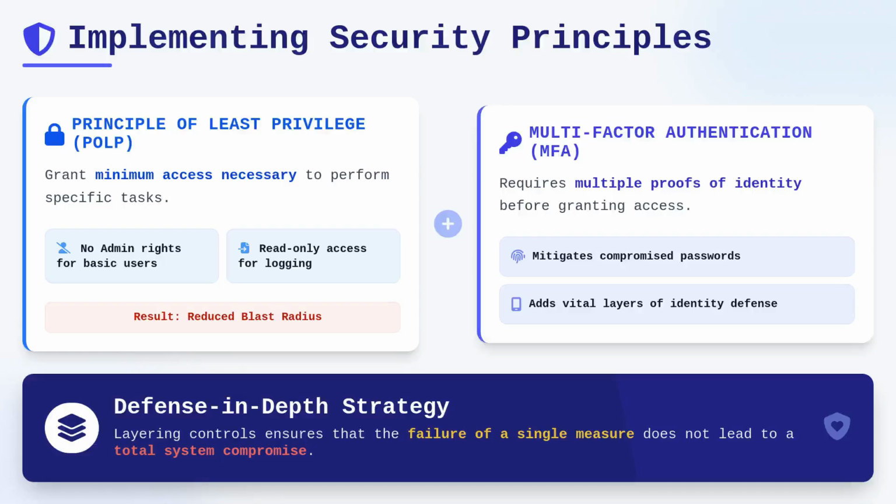To implement these theoretical principles effectively, we must adopt concrete strategies, such as the principle of least privilege, or POLP. This principle mandates that users and processes should only be granted the minimum level of access necessary to perform their required tasks. By restricting privileges in this way, we inherently limit the potential blast radius should a user account or application be compromised by an attacker.